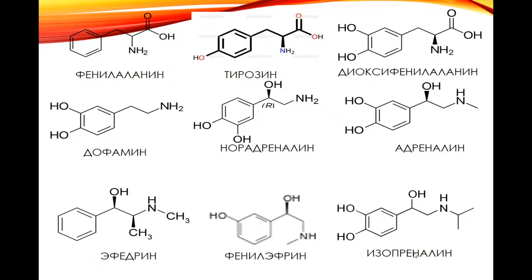And this is the structure of some adrenomimetics, very close to the chemical structure of noradrenaline and adrenaline. You see ephedrine, very close but without hydroxyls, phenylephrine, one hydroxyl, and isoprenaline is very close. So adrenomimetics have a chemical structure very close to noradrenaline and adrenaline.